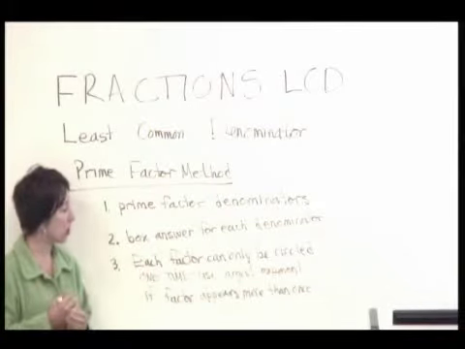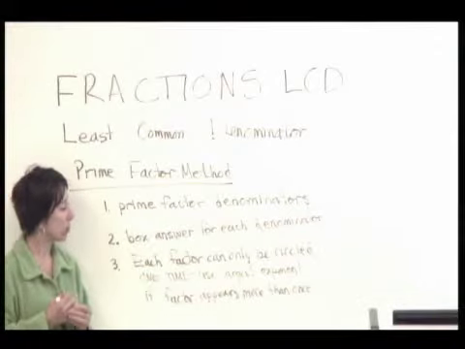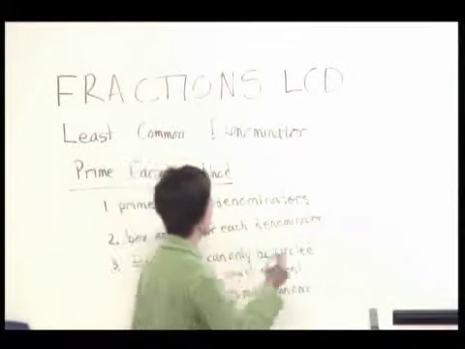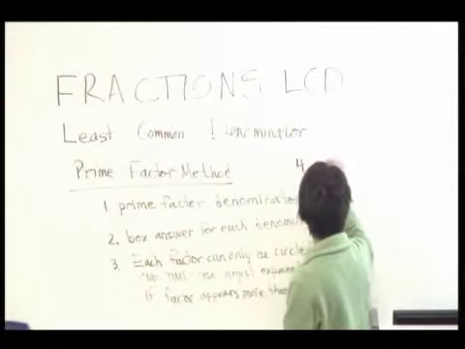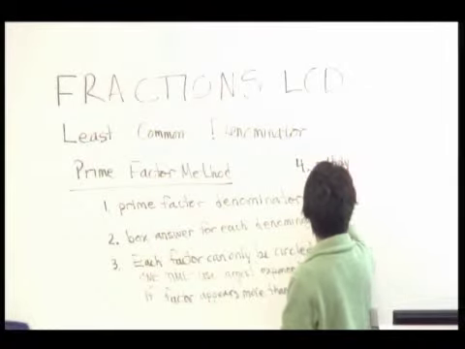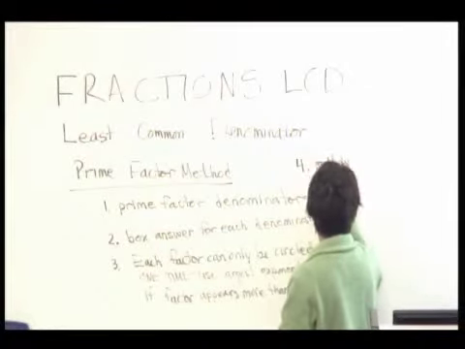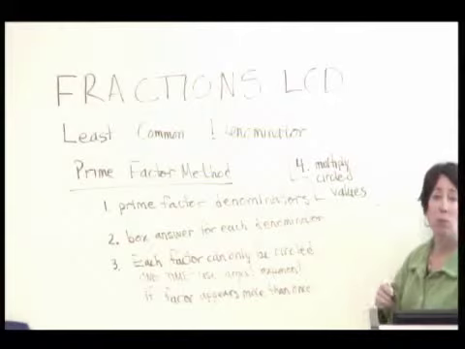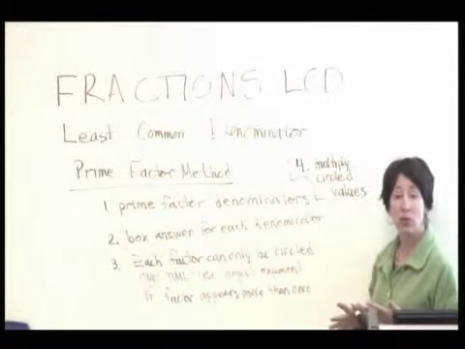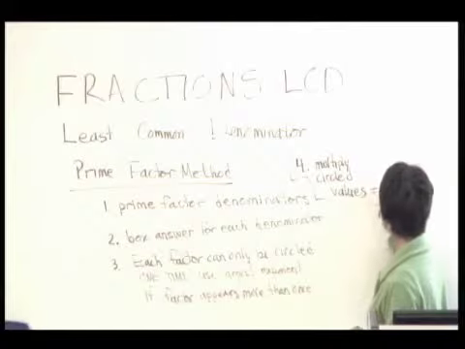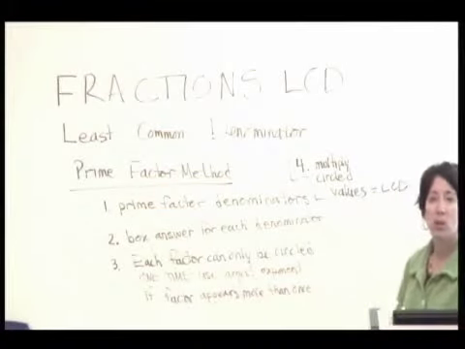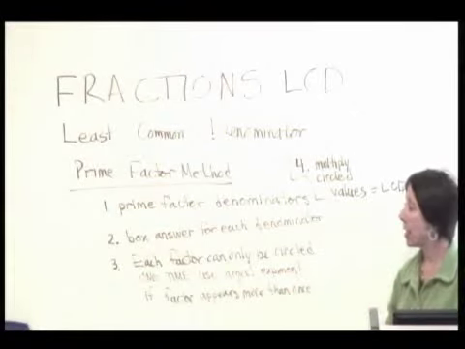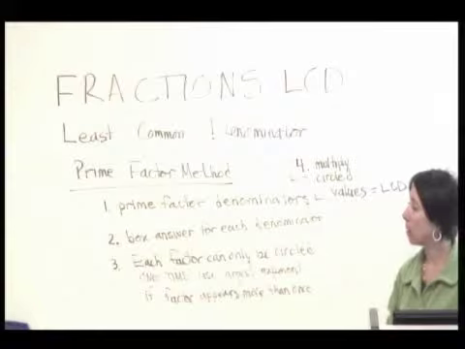And you always want to circle the factor with the largest exponent. Then after that, step 4 is we multiply our circled values, and our answer is the LCD. So we'll use this method first on the 12 and 40 example that we looked at, and then we'll look at it for another example.